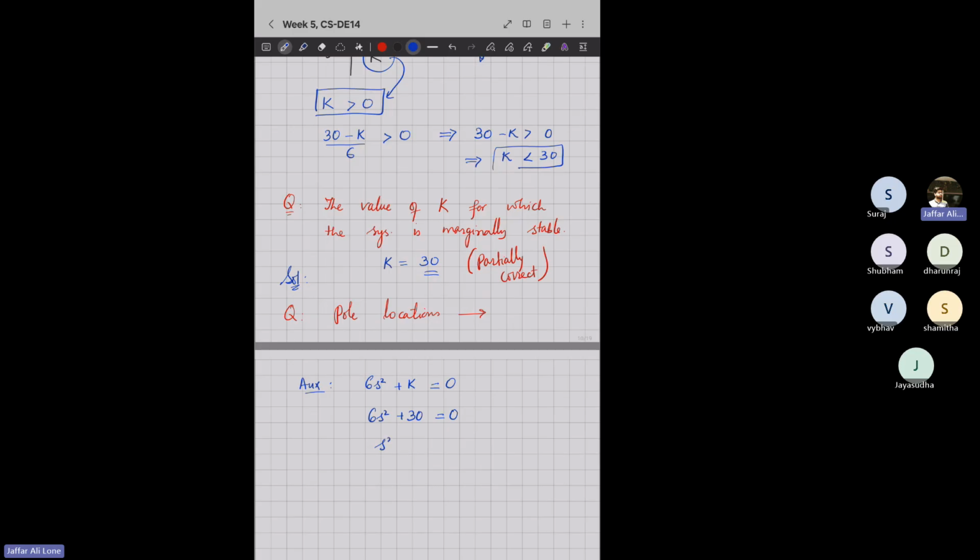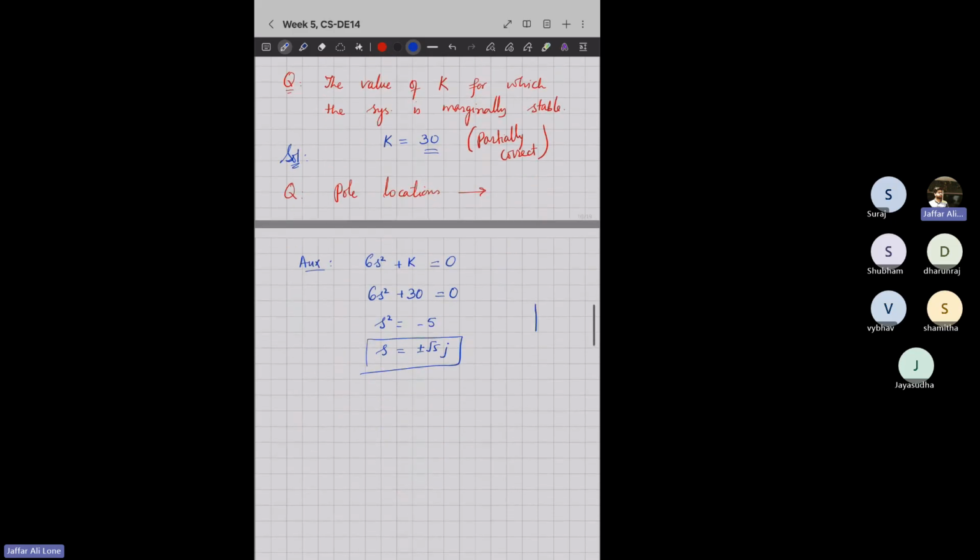It means my s square is minus 5. It means my s is plus minus 5j. It means my poles on the imaginary axis are plus minus 5j. They are not repeated. Therefore, my system is actually marginally stable at k equal to 30.